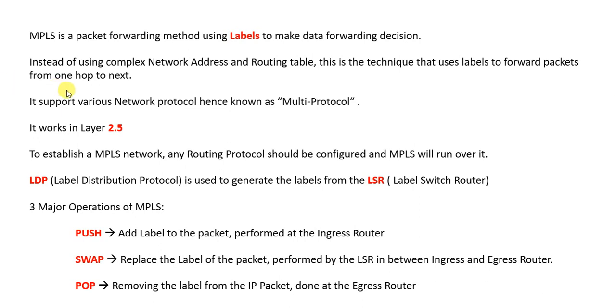For this, we can take a packet capture in our upcoming video using a simulator, and we can see the MPLS packet coming in between layer 2 and layer 3. So it's also known as layer 2.5. And as discussed earlier, the LDP protocol, the label distribution protocol, is used by all the LSR routers to generate the labels. The three major operations are push, swap, and pop.